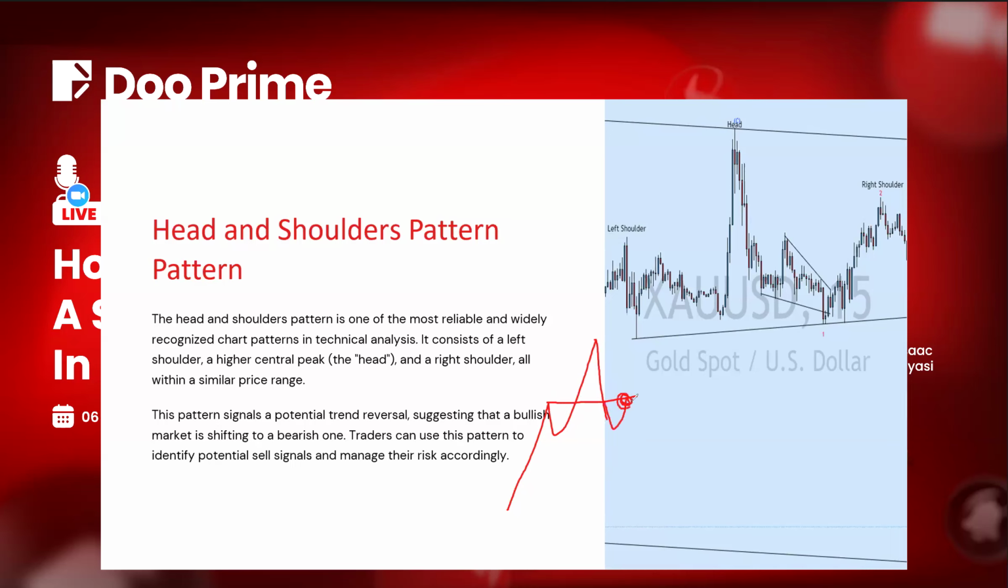This is the first way, and we call it the aggressive way. Your entry will be here, your stop will be above the head. Take profit 1 will be at your neckline, this area. That's where your take profit 1 will be. And then your take profit 2 equals this part and that part, which will be like this. So take profit 2 will be here. That's basically it. Very simple.